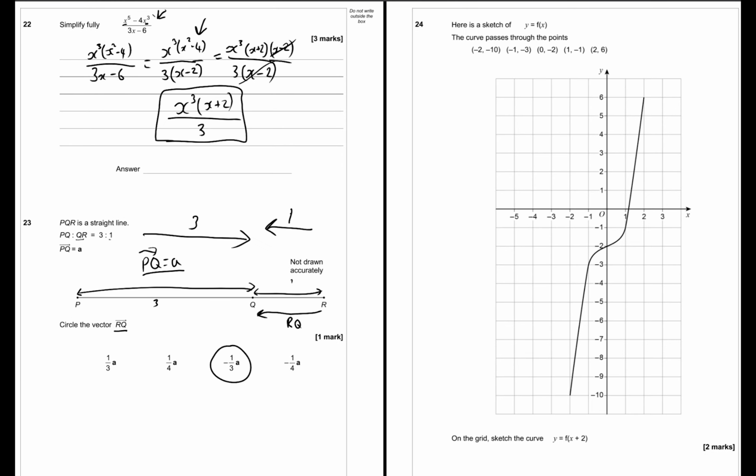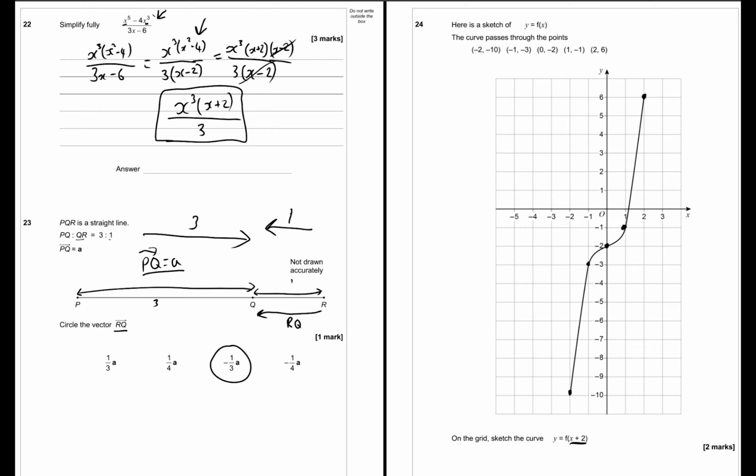Okay, question 24. Here is a sketch of y equals f of x. The curve passes through these points. Alright, let's label these points. So minus 2, 10 is going to be here, minus 1, 3 here, 0, minus 2 is here. The next one is minus 1, 1, that's here, and 2, 6 here. Okay, on the grid, sketch the curve y equals f of x plus 2.